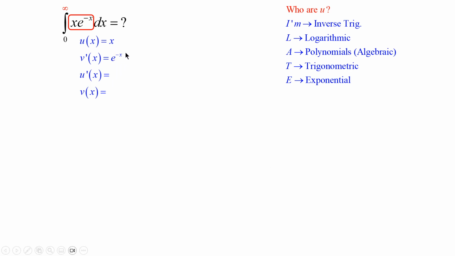All right, let's go. So I've got x e to the negative x. So u prime would be, well, what's the absolute value of x? That's a 1. And I told you you'd be doing this a lot here. What's the antiderivative of e to the negative x? Negative e to the negative x. All right, so let's go.